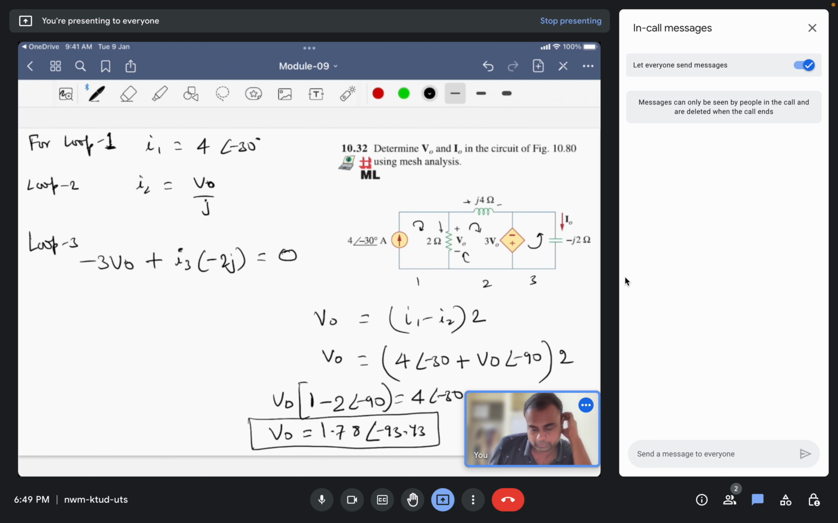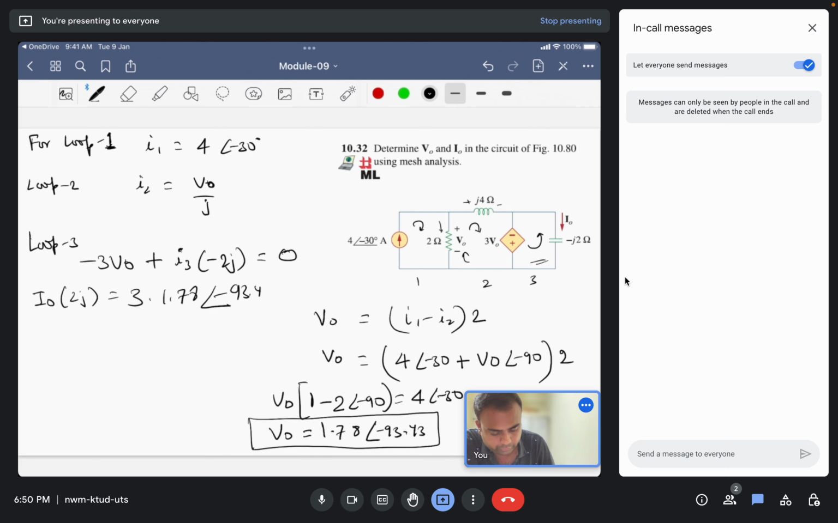Now I0. So I0 is minus of I3. Here we have taken I3 as opposite of I0. So I0 into 2j is equal to 3 into V0. V0 is 1.78, angle is minus 93.43.